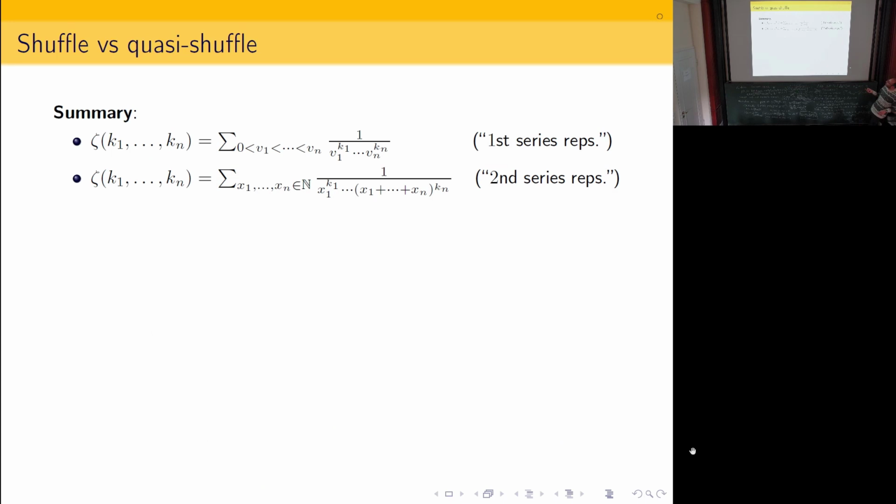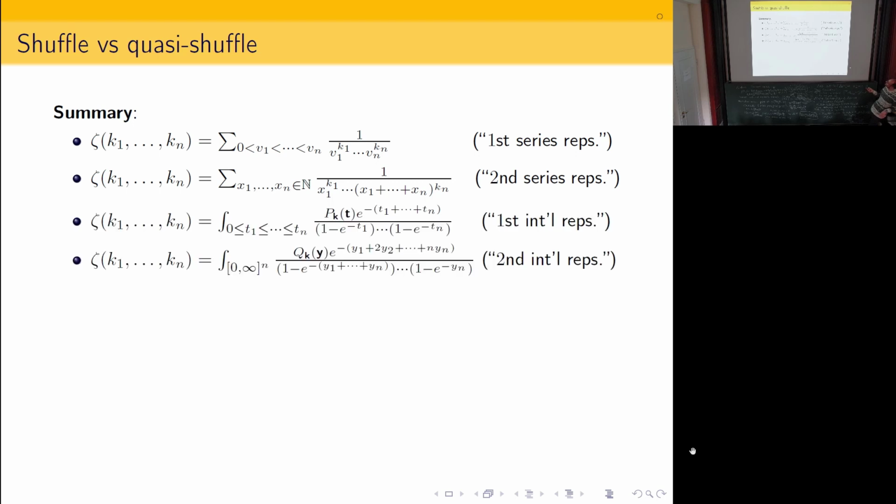Okay, so now let me do a brief summary of multiple zeta value algebra, shuffle, quasi-shuffle relations. So you have two series representations for multiple zeta values. You have the usual one, and then you can do an easy change of variables to get this series representation. Then you also have two integral representations, which are this one, and you pass from one to the other via change of variables. Of course, here I'm not telling you in general what is pk and qk. It can be worked out quite easily.